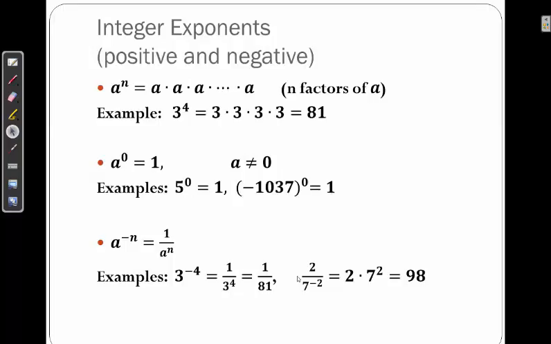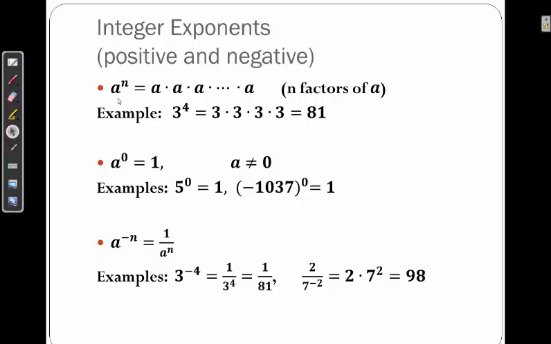Let's talk about integer exponents. Integers, if you recall, are whole numbers, positive or negative. So we're not going to be considering fractions in the exponent or irrational numbers like the square root of 2 or anything like that. We're just considering whole numbers, positive or negative. So this is just an introduction to exponential notation.